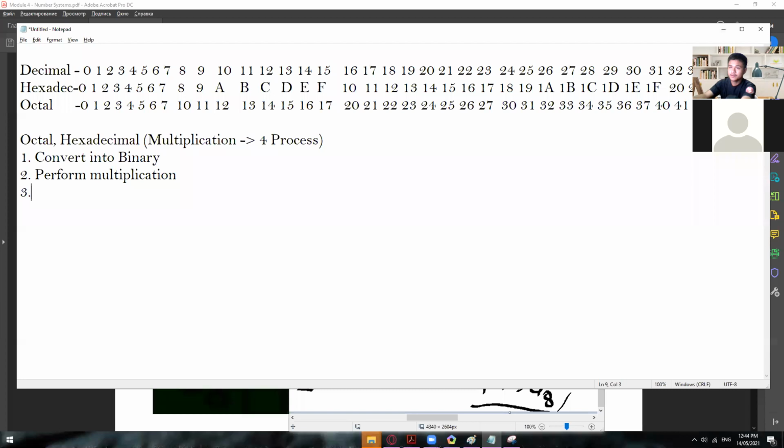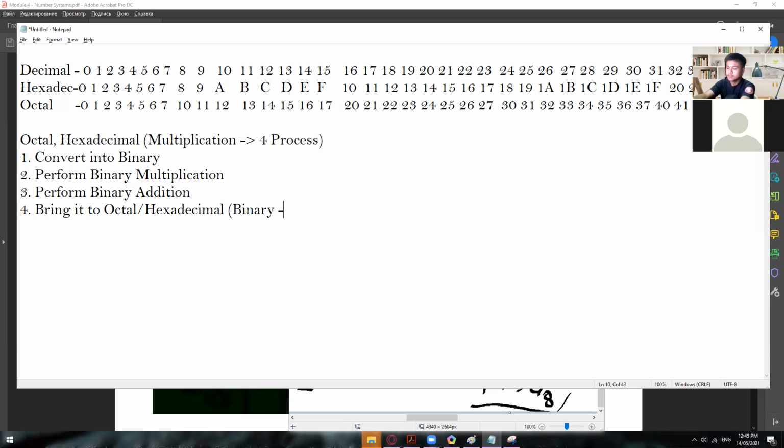And then the third one, once you've done the multiplication, perform addition. So in here, I'll just put binary multiplication, and in here, perform binary addition. And then lastly, bring it back to octal or hexadecimal. So this one is binary to octal or hexadecimal.